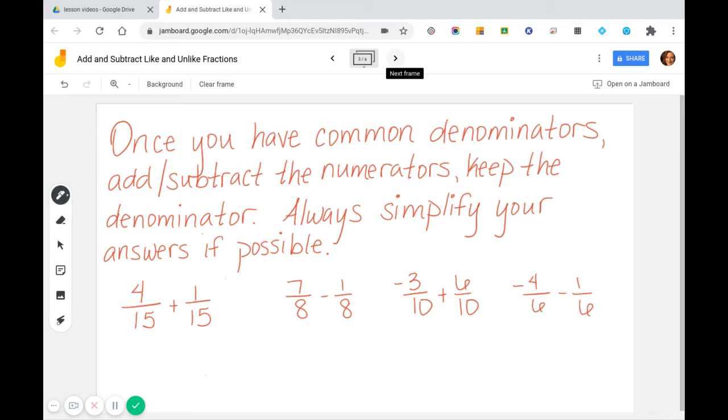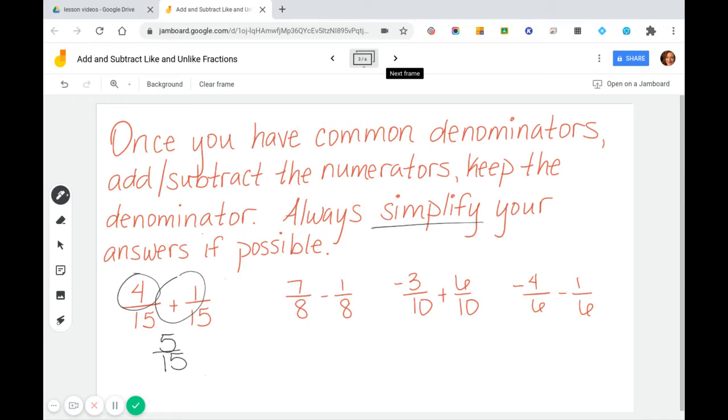These problems already have matching denominators. So what we're going to do is keep that denominator and then combine the top numbers. And then, of course, we need to reduce or simplify the answers if it's possible. So on the first one here, I'm going to maintain my 15. On the top, I have 4 plus 1.